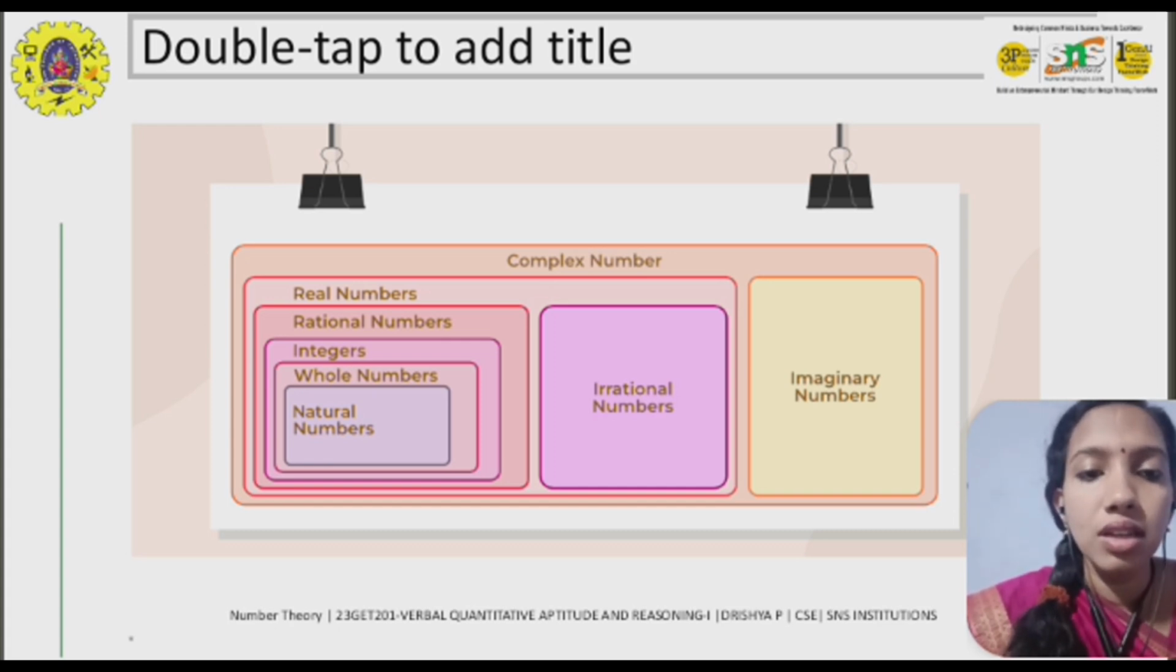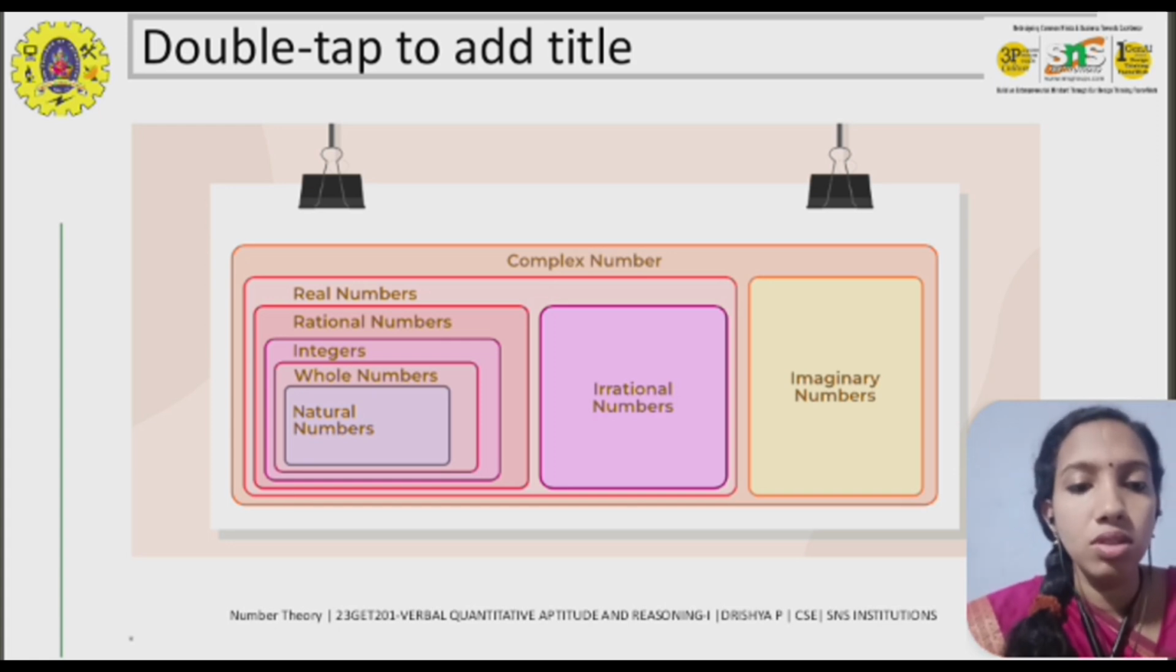The next is the complex number type. It is represented in a plus ib format. This is the whole part. Real numbers, imaginary numbers, everything is collectively known as numbers. These are the types of numbers. Hope all of you understand this.